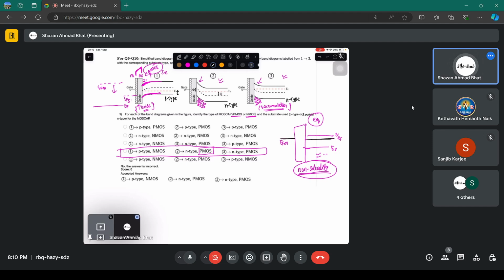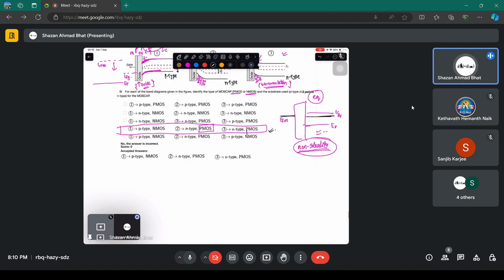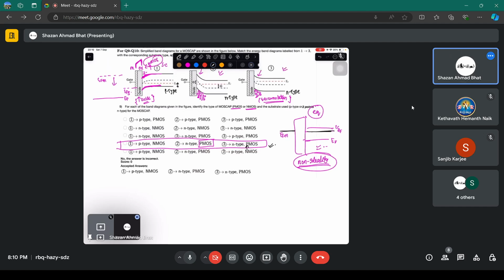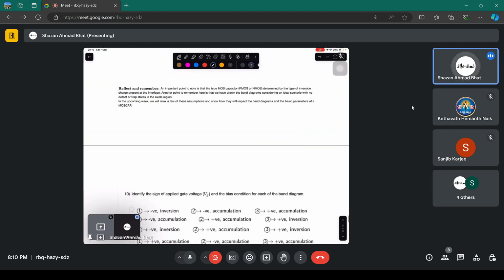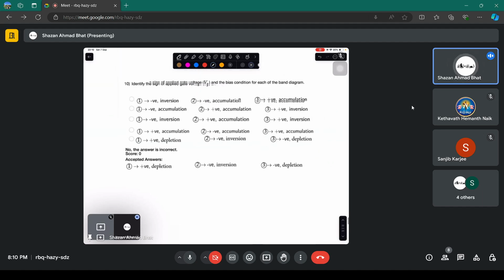The answer of this question is C, because P represents that holes are the carriers. The holes are getting accumulated near the oxide and semiconductor interface. They are the carriers there, and N means the electrons would be the carriers there. That's simple as that. Now, what is going to be the other question?